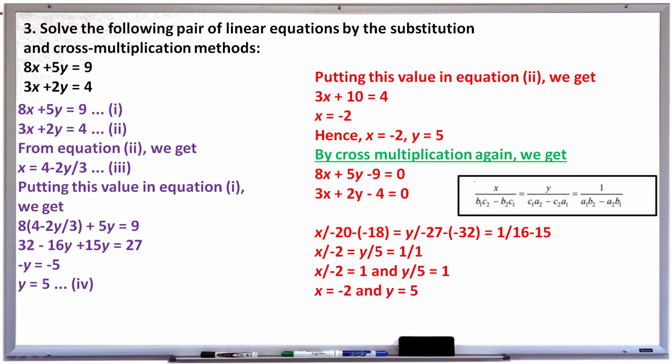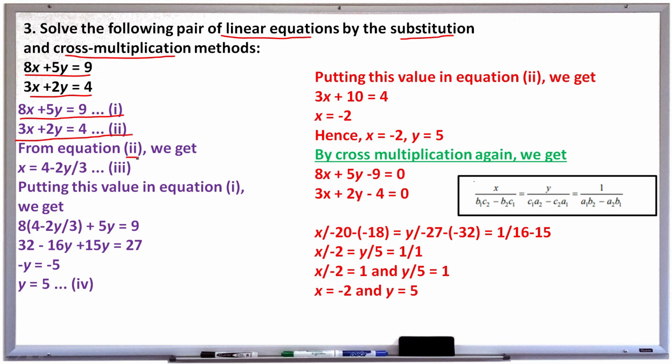Solve the pair of linear equations by substitution method and cross multiplication method. Two methods we are going to use in this sum. Given equation, we are going to write in the standard form. You can bring 9 to the left hand side, it will become minus 9, or for substitution method you can keep it as it is. 8x plus 5y is equal to 9, 3x plus 2y is equal to 4.